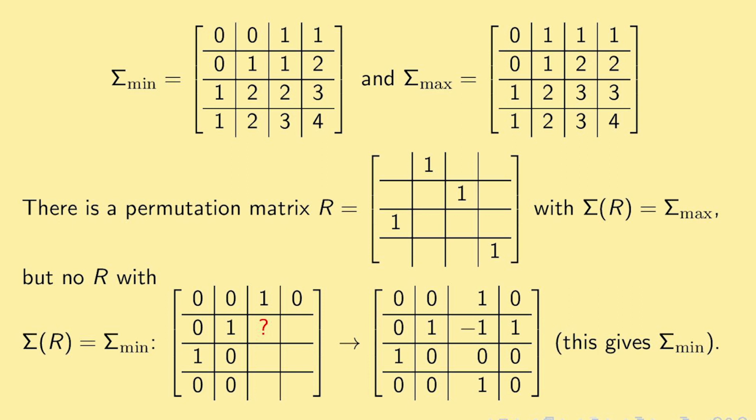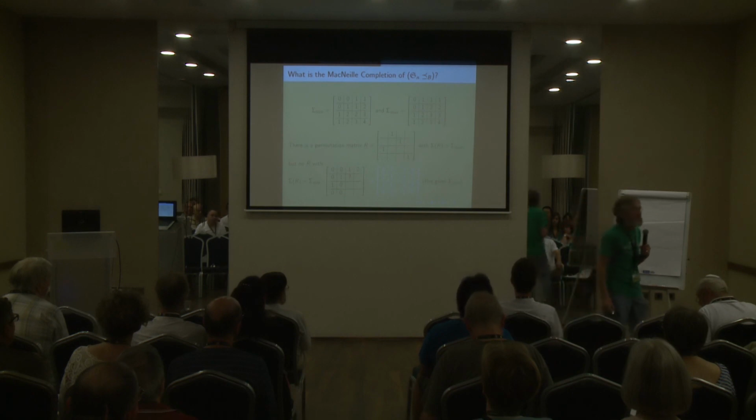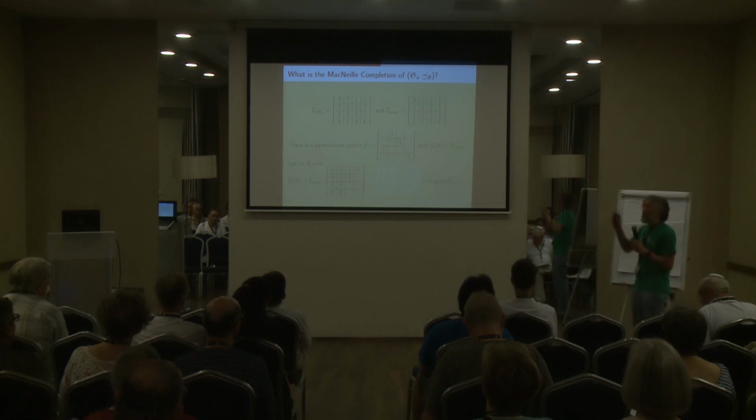And I ask, okay, is there a permutation whose sigma is sigma min? And is there a permutation whose sigma is sigma max, okay? It's no problem getting the max. There's a permutation there, r, okay? And you can check quite easily, you can check it while I'm talking now, that sigma r equals sigma max. But there is no permutation whose sigma is the sigma min, okay?